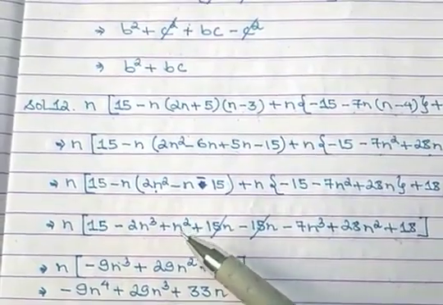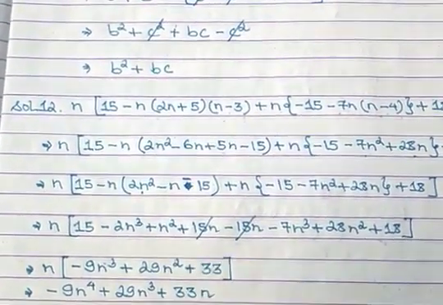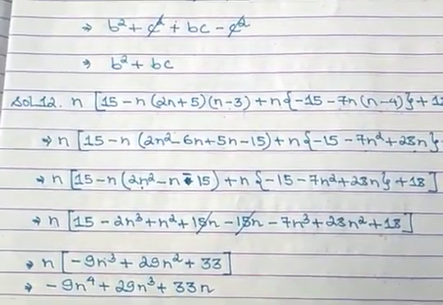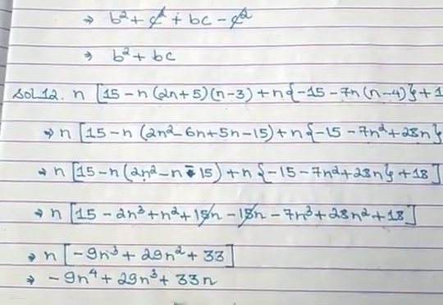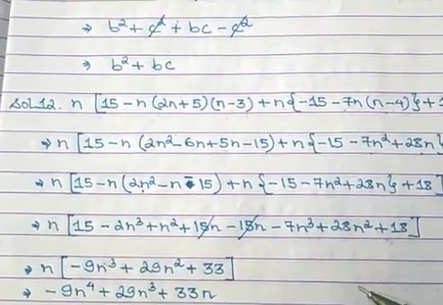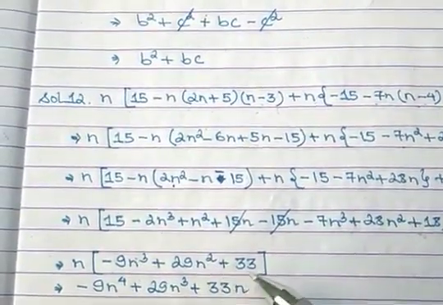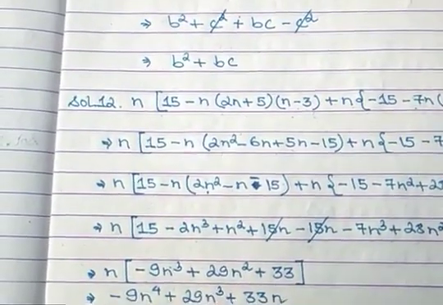See, now I got the term n squared, and I got plus 29n squared. Again, like terms with same signs are added, sign remains same. So these two will give me 29n squared. See, now the constant terms 15 and 18. Again, two like terms with same signs are added and the sign remains same. So we got plus 33. So we are not done here.